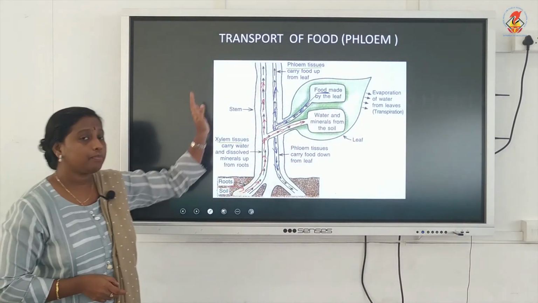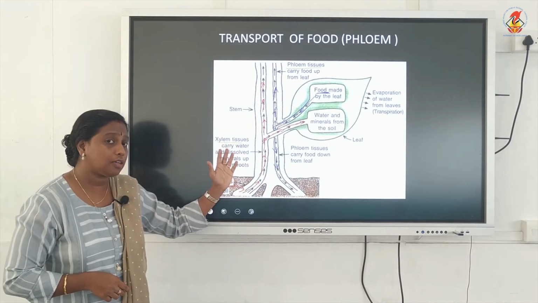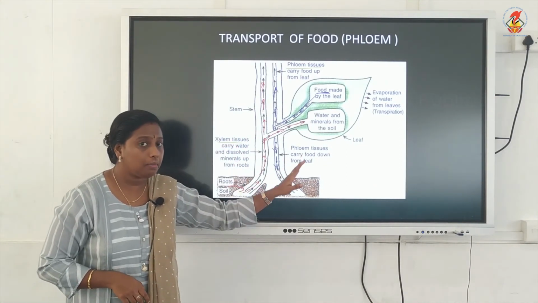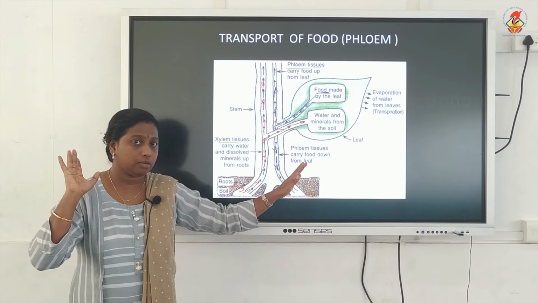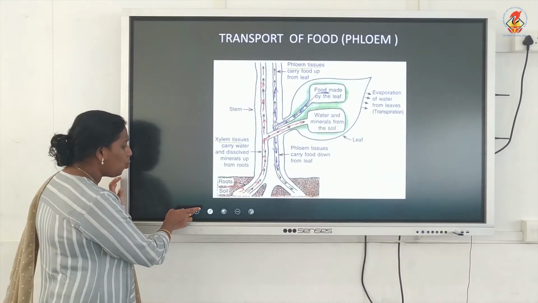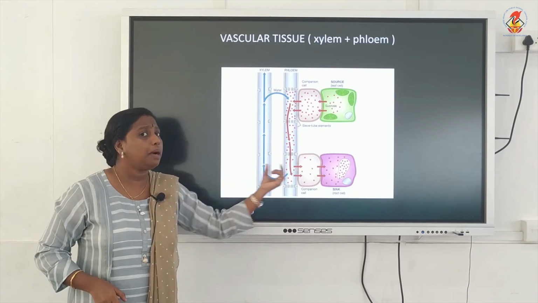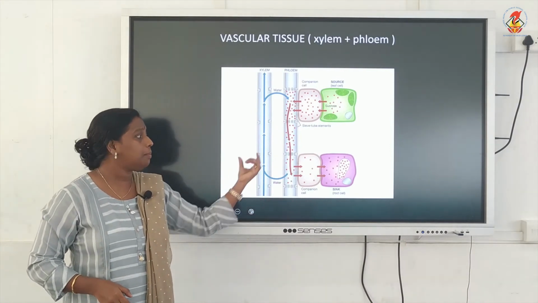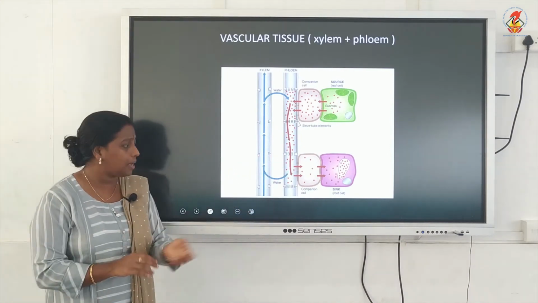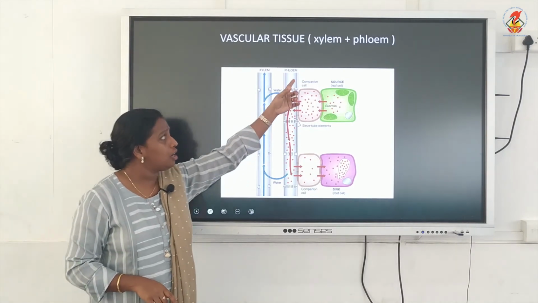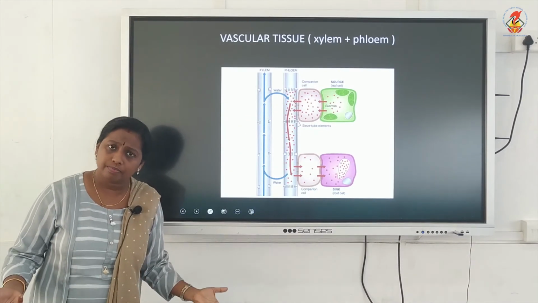So xylem, phloem. Xylem helps in the transport of water, phloem helps in the transport of food. Clear? One more diagram to show you xylem and phloem. They are nearby vessels in a plant. They are nearby tubular structures inside a plant. Xylem will transport water, phloem will transport food. Clear?